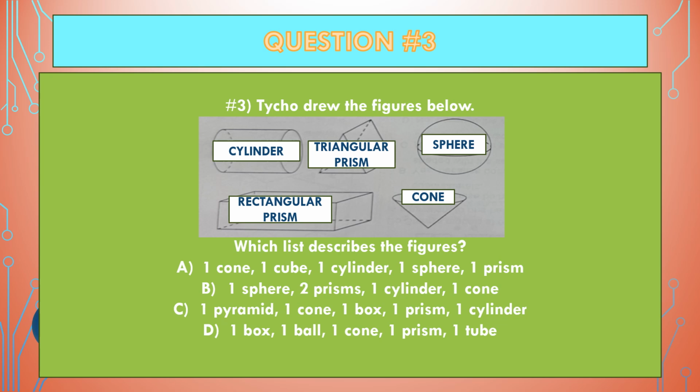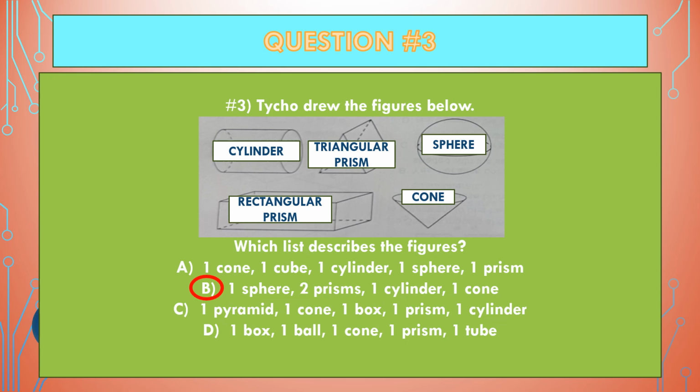So now that we've named all of our shapes, and I hope you named all of your shapes before you started watching me model the problem, now we can see which list actually describes the figures. So answer choice A says one cone. We do have a cone. One cube. Oh, we don't have any cubes, so it's not answer choice A.